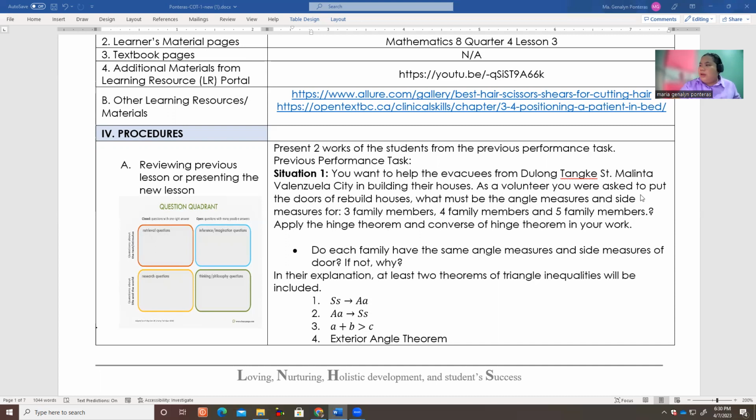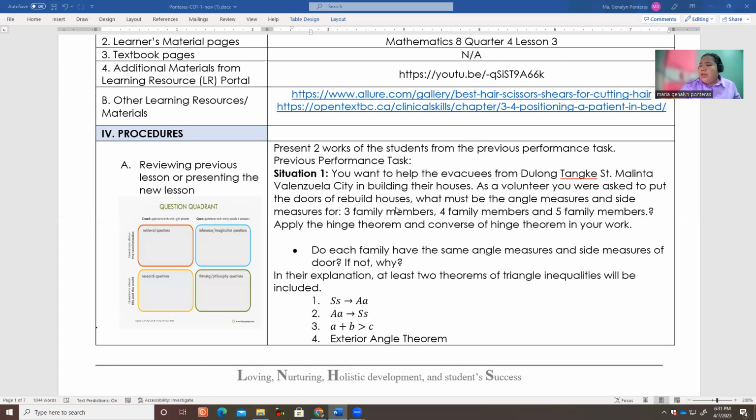So, nasunugan yung mga residents sa Dulong Tangke Street, Malinta, Valenzuela City. This was the incident last year. Dahil nawalan sila ng bahay, mag-a-act ang mga students na kunwari sila ay volunteer at magtatayo ng bahay ng mga residente. Sa previous task nila, nagdagdag pa ako ng roof. Yung iba, roof ang gagawin, yung iba doors, yung iba windows, kasi yun ang may application ng triangle inequality theorem.